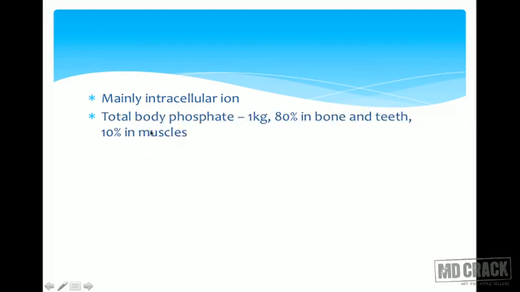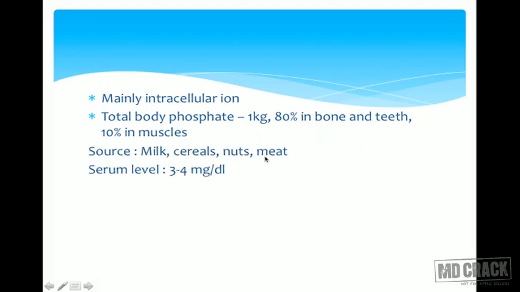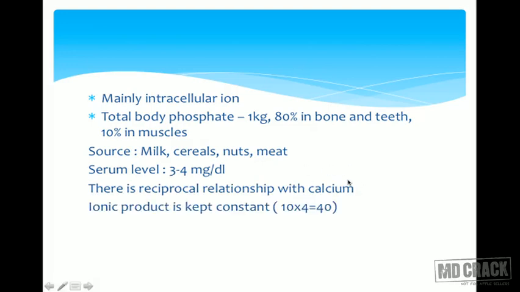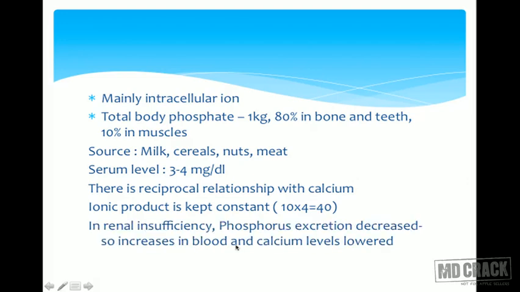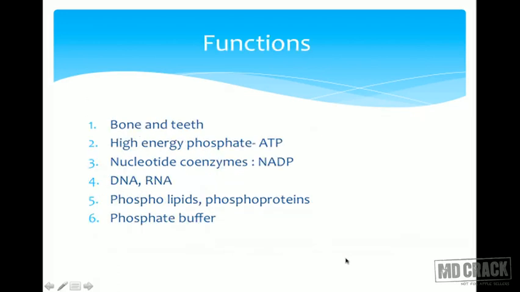Now phosphorus is also there. It is mainly an intracellular ion, and total body phosphate is around 80% in the bone and 10% in muscle. Serum level is 3 to 4, and there is a reciprocal relationship with calcium. The ionic product must be kept constant, and in renal insufficiency, phosphorus excretion is decreased, so it increases in blood and calcium levels are lowered.